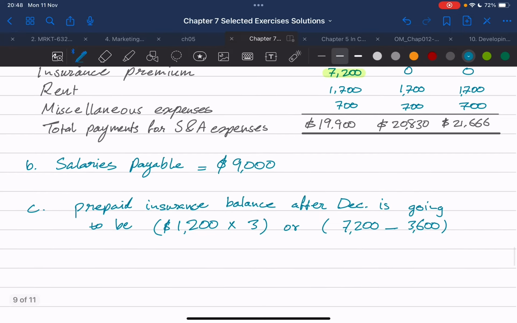So prepaid insurance after December is going to equal $3,600. That would be the balance of the prepaid insurance account on the pro forma balance sheet. All right? And this is the answer to this exercise.